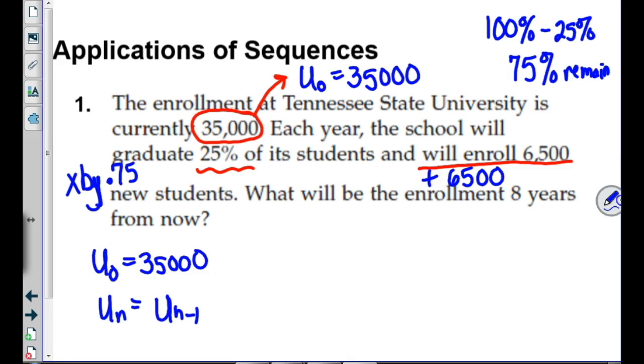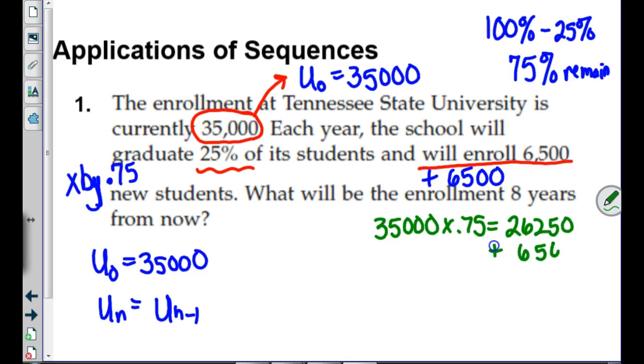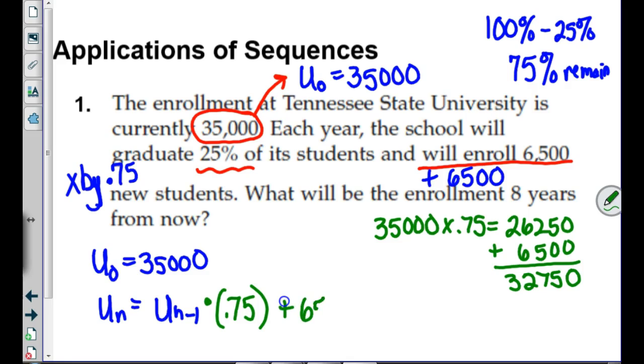So maybe we should just generate the first year. Okay, let's see what we do. We take 35,000 was the population last year. We multiplied it by 0.75 because they graduated. What did we get then? Okay, and then the new class enrolled. So at the beginning of the new school year, we have 32,750. Is that right? Okay, so what did we do to the previous term? We multiplied by 0.75, and then we added 6,500.